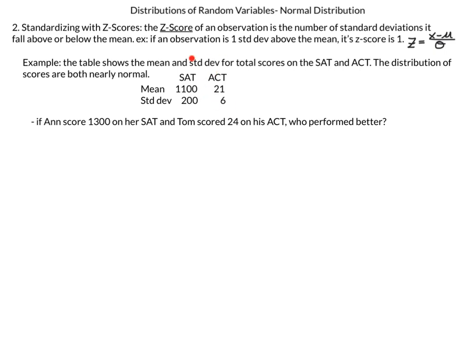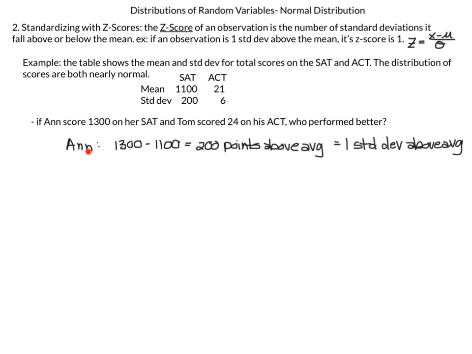So this table shows the mean and standard deviations for the total scores on the SAT and ACT. The distribution of scores are nearly normal. So here we have the mean of the SAT is 1100, the standard deviation is 200. The mean of the ACT is 21, the standard deviation is 6. If Anne scored 1300 on her SAT and Tom scored 24 on his ACT, who performed better? We will start with Anne.